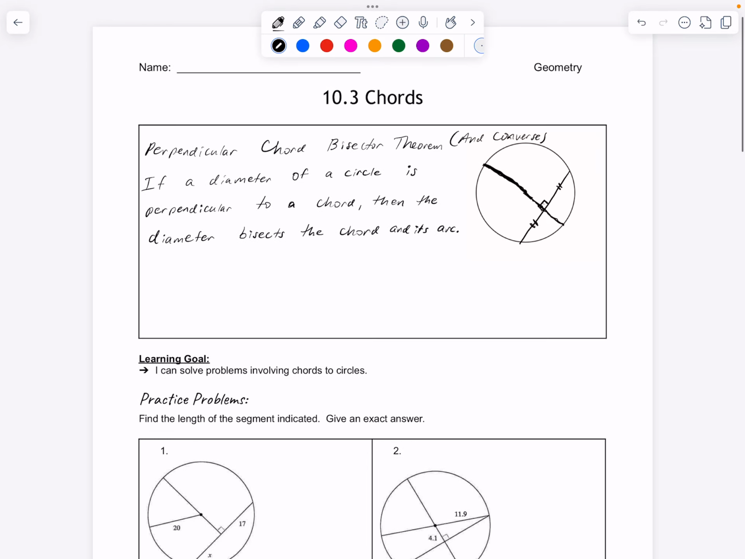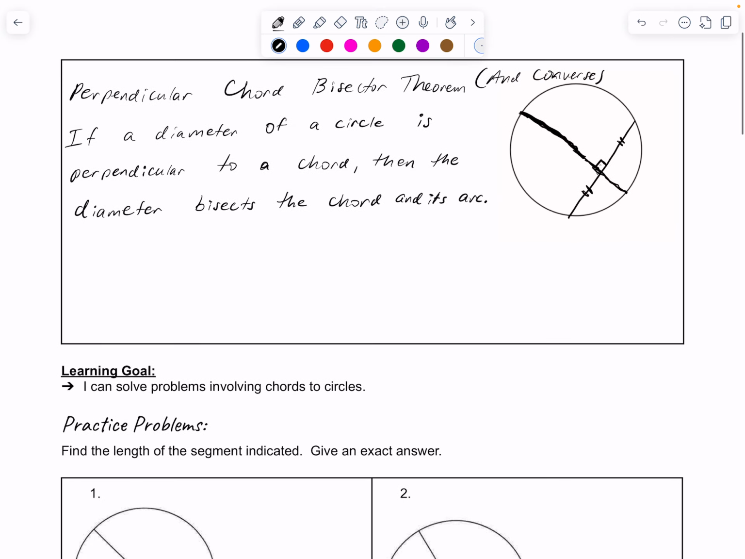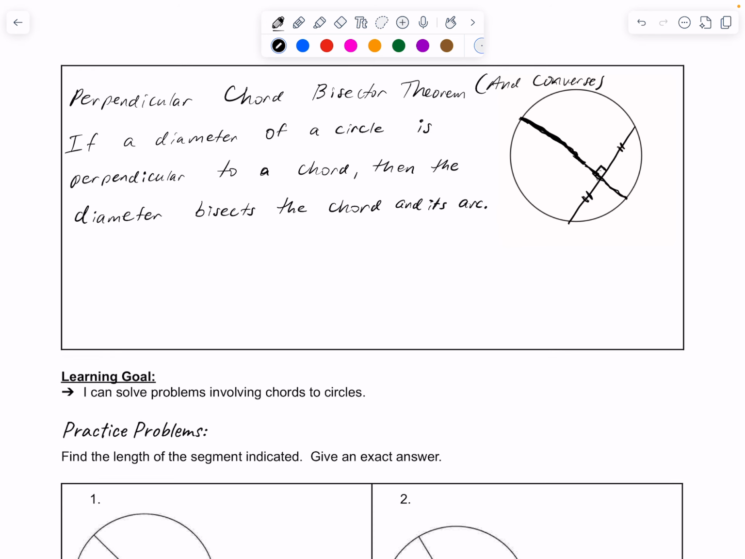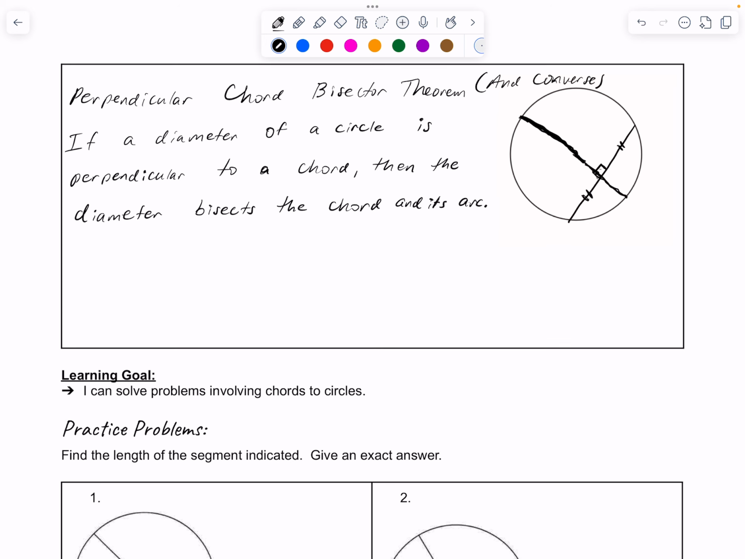All right, in this lesson, I'm going to go over the perpendicular chord bisector theorem and its converse. If you were in class for this CLT, we had a chance to actually prove this for about 15-20 minutes. So anyway, this is the summary of that, formalizing it in a sentence. This will be on the formula sheet.